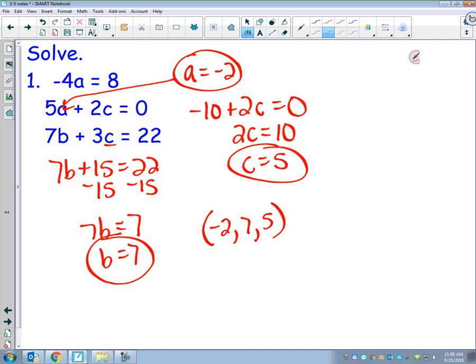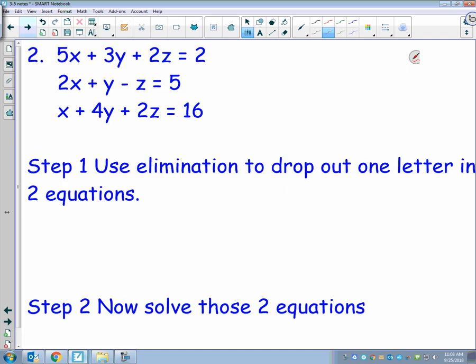Now, this is not going to happen a lot where you have something so simple, but it is one that can happen. More than likely, you're going to see something like this. So I wrote it out in steps for you. So 3 equations in 3 variables. We can't solve this all at once, okay? So we have to take some steps.